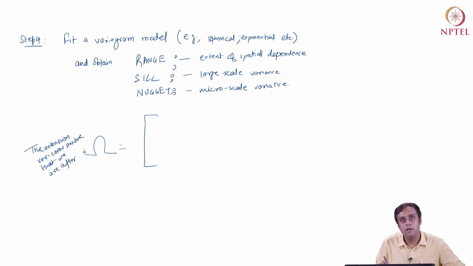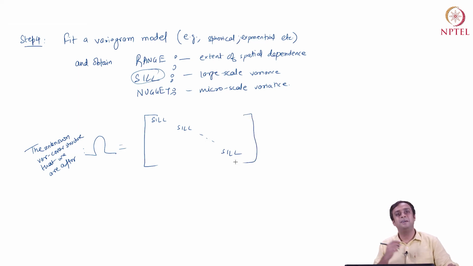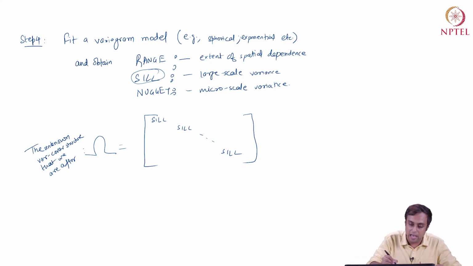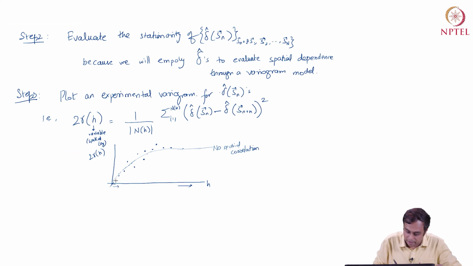Is this omega. Now sill is going to be the large scale variance. So sill is something that should fill up the diagonals. The range is the extent of spatial dependence. So for any h greater than 0, let's say there is no spatial dependence. Let's say we have a model, a special case, where the variogram shape is such that it just dies out very quickly after leaving h.